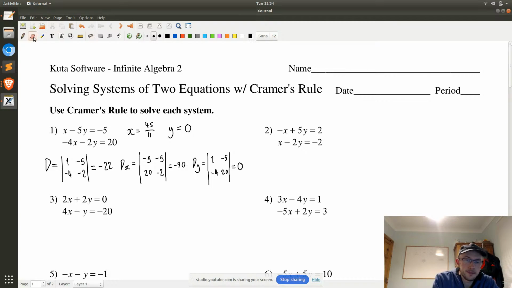$110. Not 90. 110. Minus 22 over 110. So 110 over minus 22 is minus 5. So that solves it. Okay, second one without error.